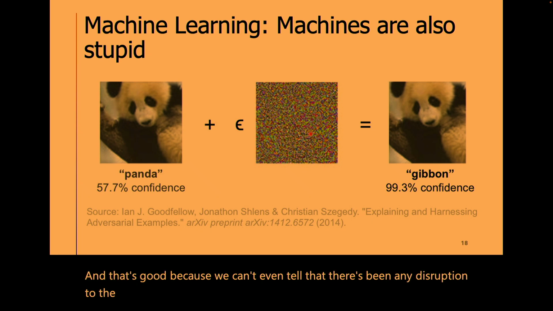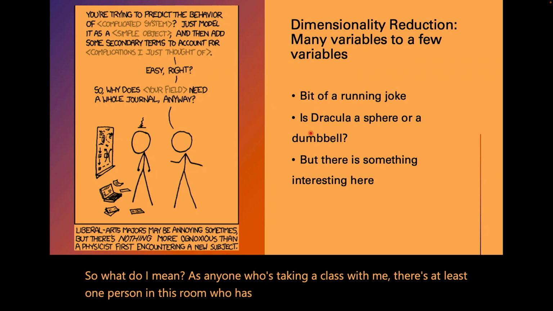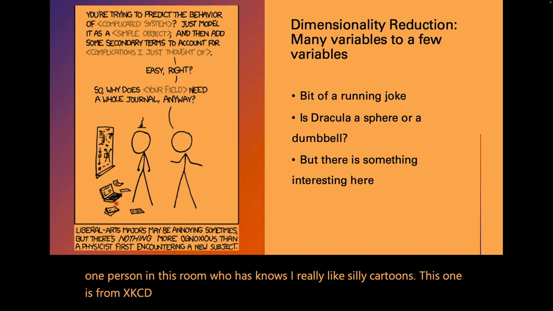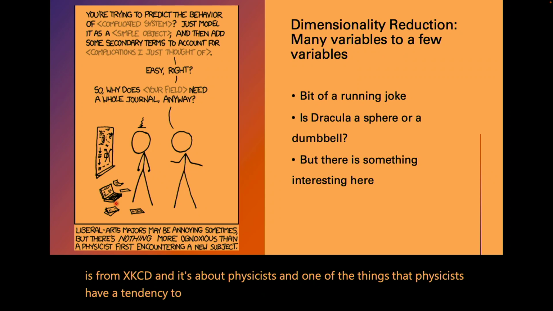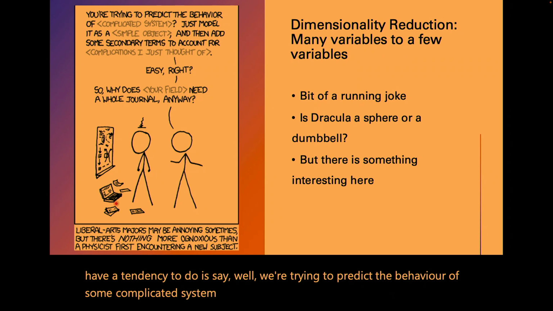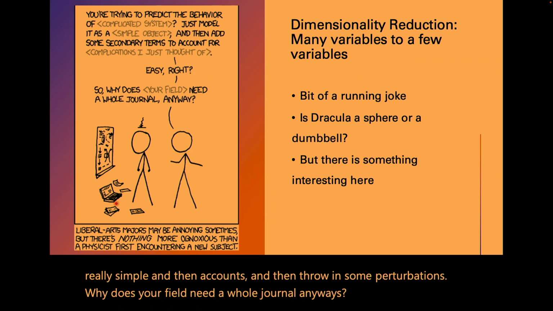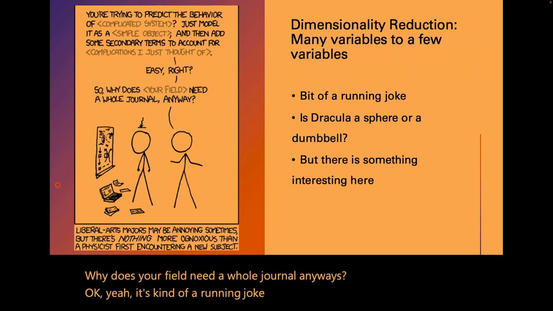And that's essentially because we're thinking about this as physicists in some sense. So what do I mean? Well, anyone who's taken a class with me, and there's at least one person in this room who has, knows I really like silly cartoons. This one is from XKCD, and it's about physicists. One of the things physicists have a tendency to do is say, we're trying to predict the behavior of some complicated system, so we'll just model it as something really simple and then throw in some perturbations. Why does your field need a whole journal anyways? Yeah, it's kind of a running joke, right? The spherical cow in a vacuum, et cetera.